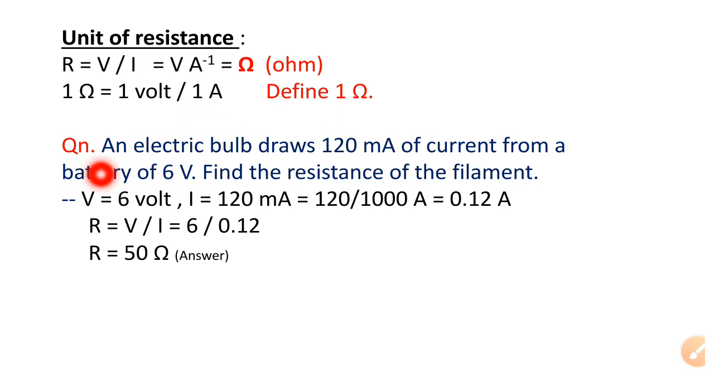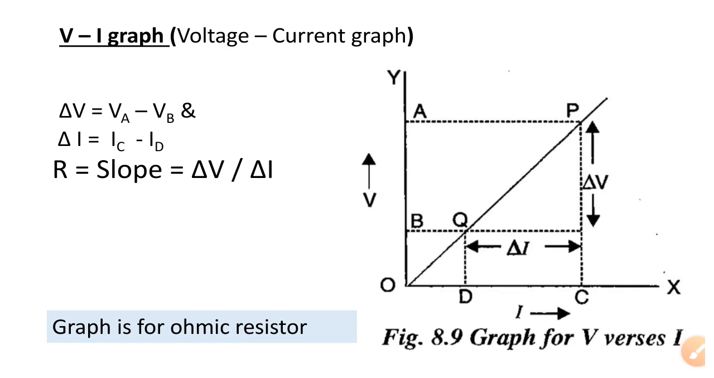So see this numerical: an electric bulb draws a current. The current is given here, and the potential difference of the battery is given, it is 6 volt. So we have I and we have V. I is in milliampere, so it is converted into ampere in the SI unit. So 120 divided by 1000 ampere will be 0.12 ampere. Now R equals V by I, this is the formula, equal to 6 by 0.12. We have 50 ohm as the answer. So for the electric bulb, the resistance of the filament is 50 ohm. This is the answer. See the next point.